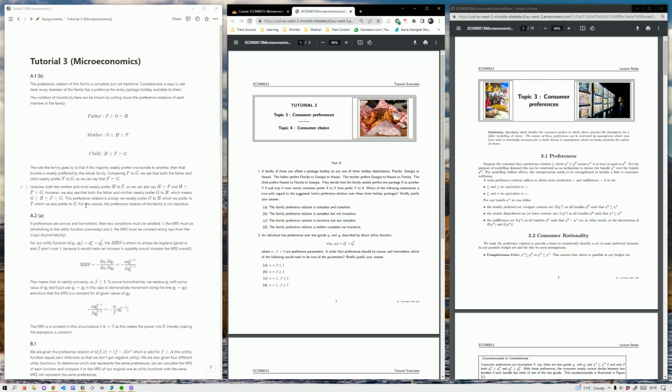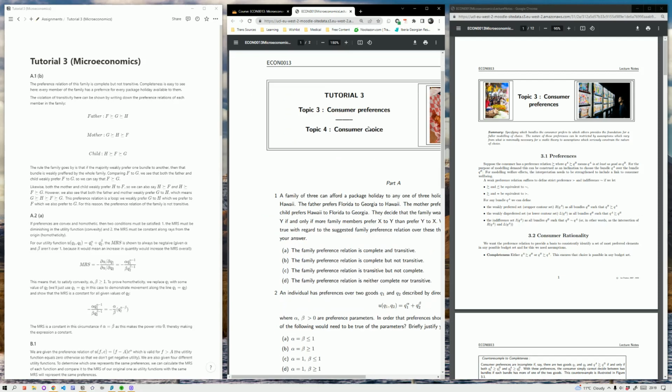Anyway, we're on to question 2. An individual has preferences over 2 goods, Q1 and Q2, described by the direct utility function. Also, a good thing to note here: direct utility functions have a U and indirect utility functions will have a V. Just something to note.